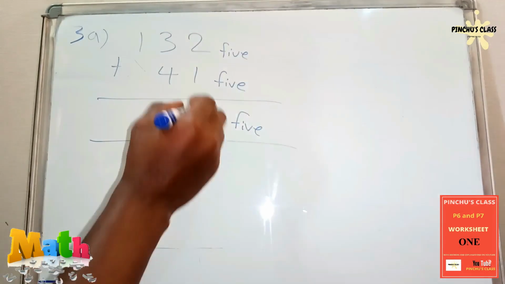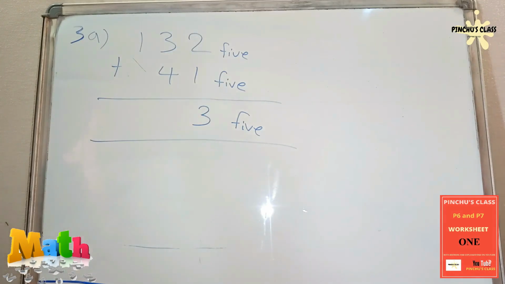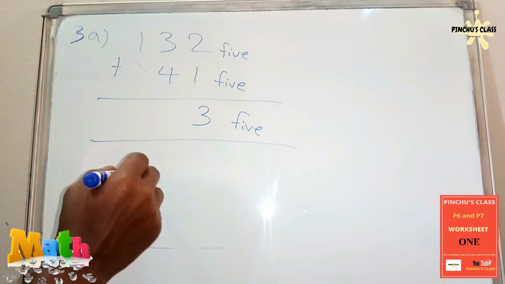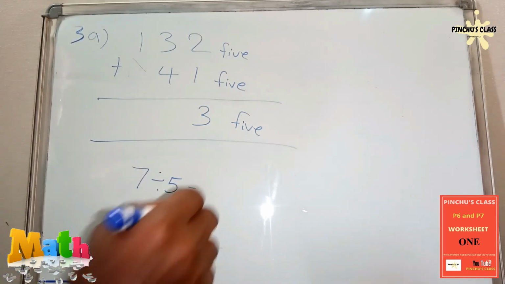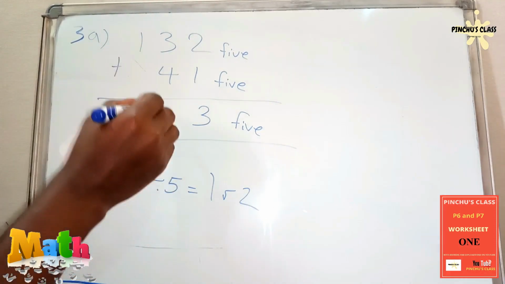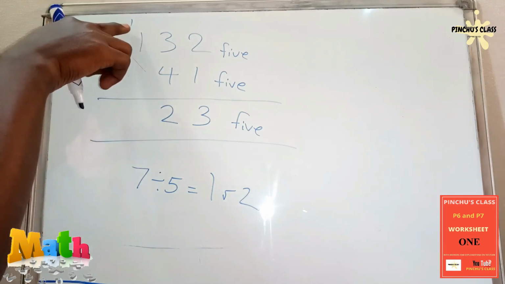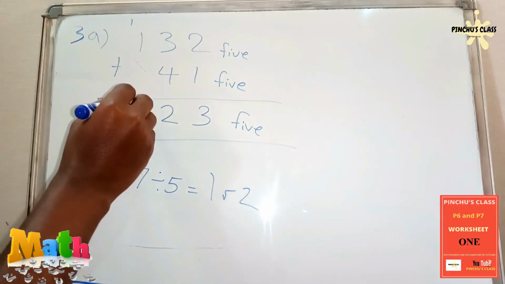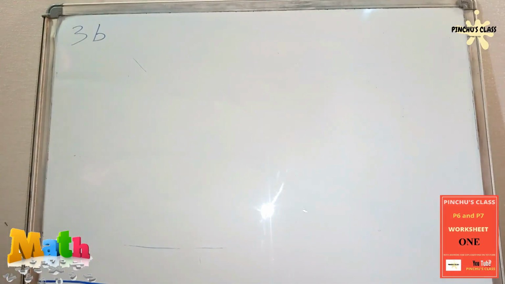So 2 plus 1 is going to be 3, and then we have 3 plus 4. Remember 3 plus 4, we get 7, but we cannot write 7 in base 5. So what we do, we get 7 divided by 5, and we're going to get our answer as 1, remainder 2. So we're going to write the remainder here, and we carry the 1 up. So this is going to be 1 plus 1, which is 2, and that's going to be our answer. So let's go to 3B.